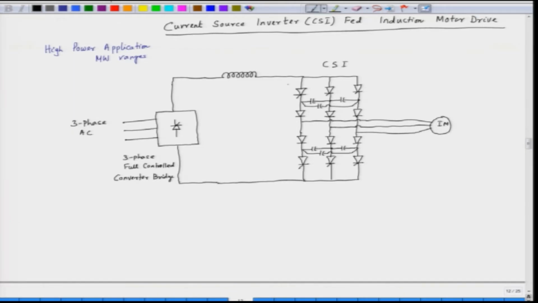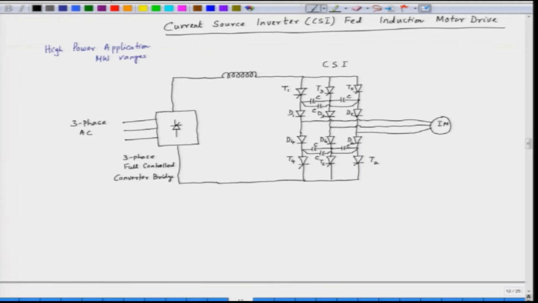Now, these SCRs are named as T1, T2, T3, T4, T5 and T6. The diodes are similarly D1, D2, D3, D4, D5 and D6. The capacitors are C, they are all the same value. Each capacitor has the same value, that is C.